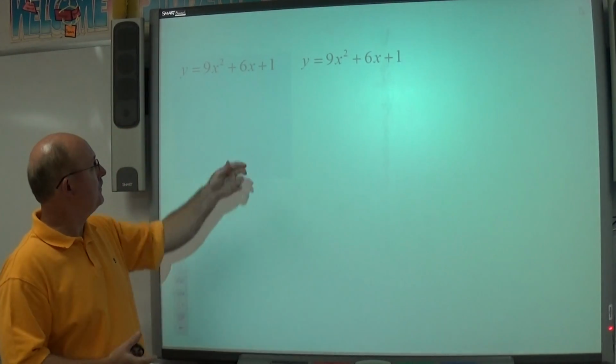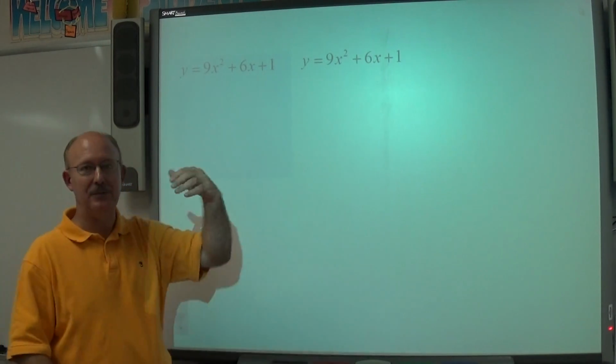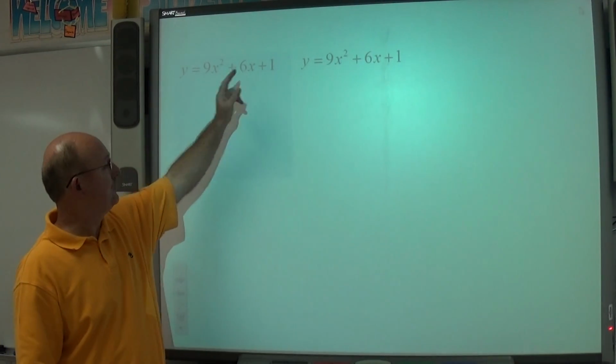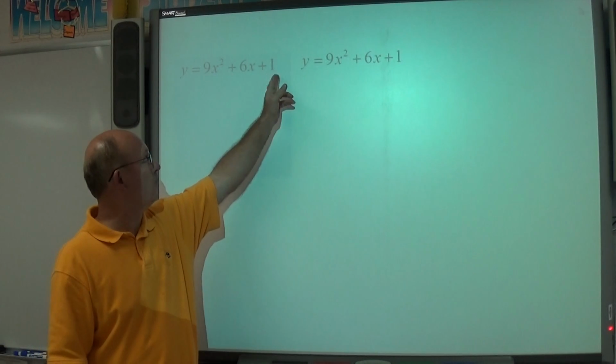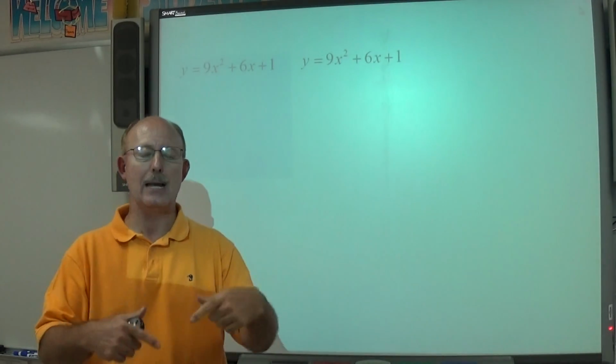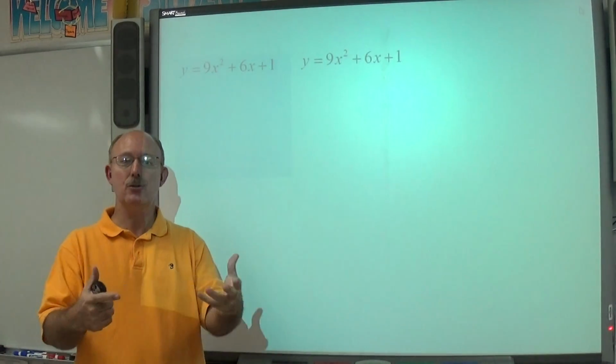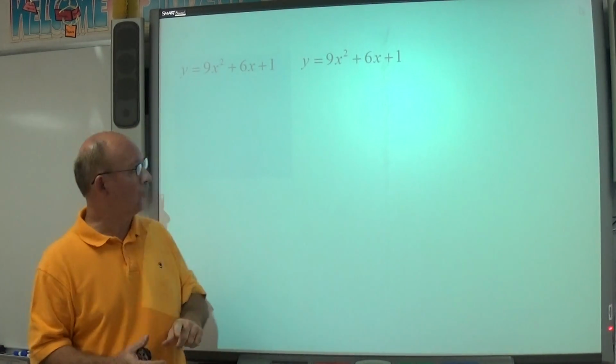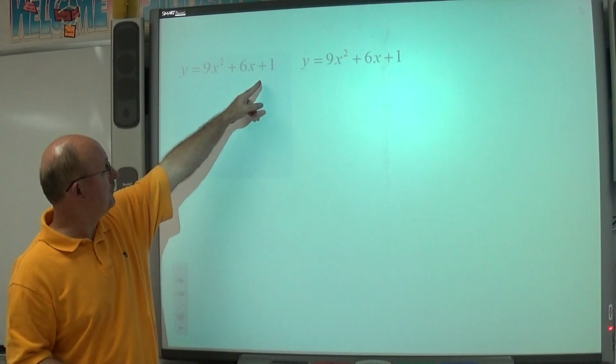The derivative of 9x squared is 18x. The derivative of 6x is 6, and the derivative of 1 is 0. So we don't need the chain rule to get the derivative of this, but I'm going to use it to illustrate the chain rule. So what we're going to do, here's our original function.